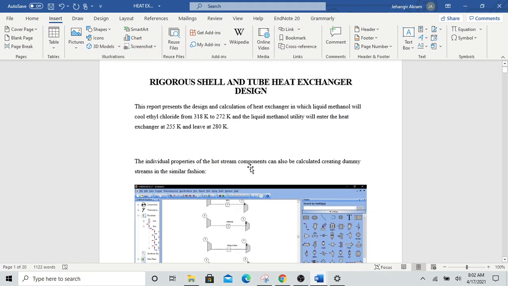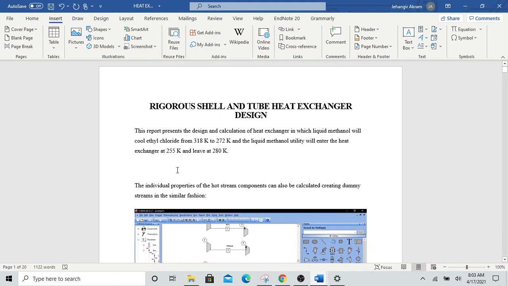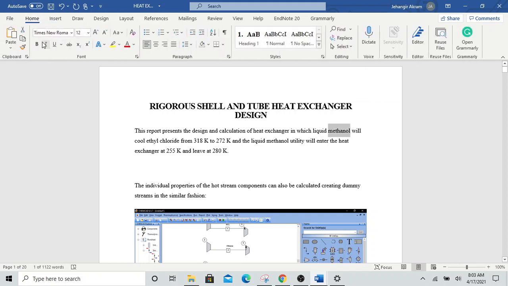Okay. So here's an example of a stream in which a mixture of ethyl chloride is being cooled by a utility stream of methanol. Methanol is basically utility stream. We are given the temperatures: ethyl chloride is being cooled from 318 Kelvin to 272 Kelvin, while methanol is being heated by absorbing the heat from the process stream. Methanol is basically used as a utility stream.